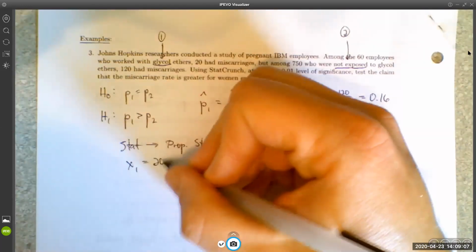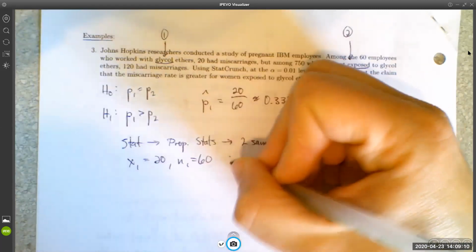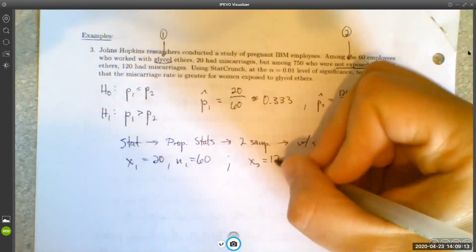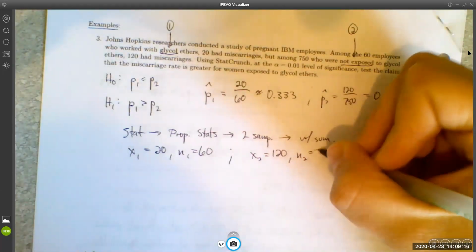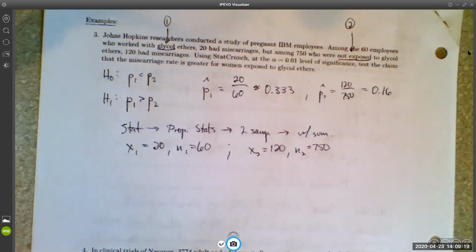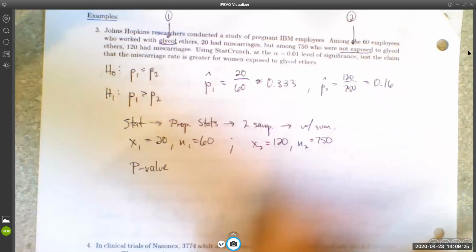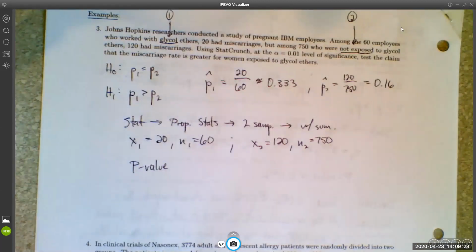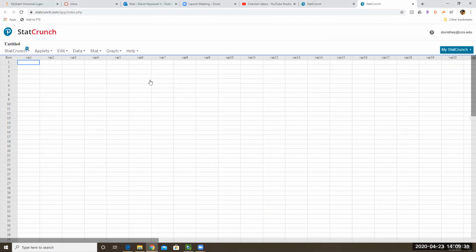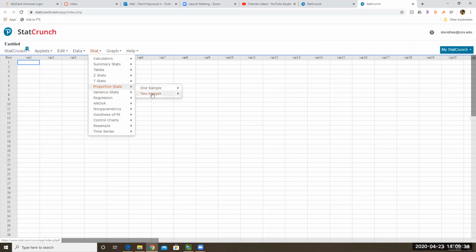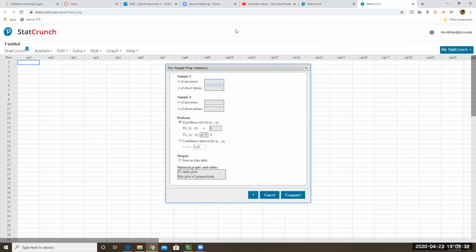So we had 20 out of 60 for group 1. And then we had 120 out of 750 for group 2. So make sure you write all of this stuff down for me on tests and quizzes. But let's see what we get now for the p-value. So let's go to StatCrunch. So it's stat, proportion stats, two sample with summary. We have 20 out of 60 for group 1, 120 out of 750 for group 2. We want to run a right-tailed test.